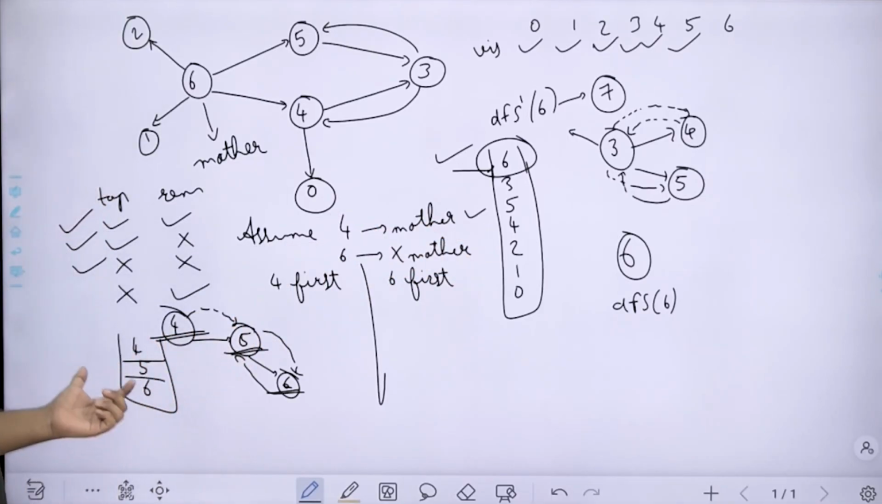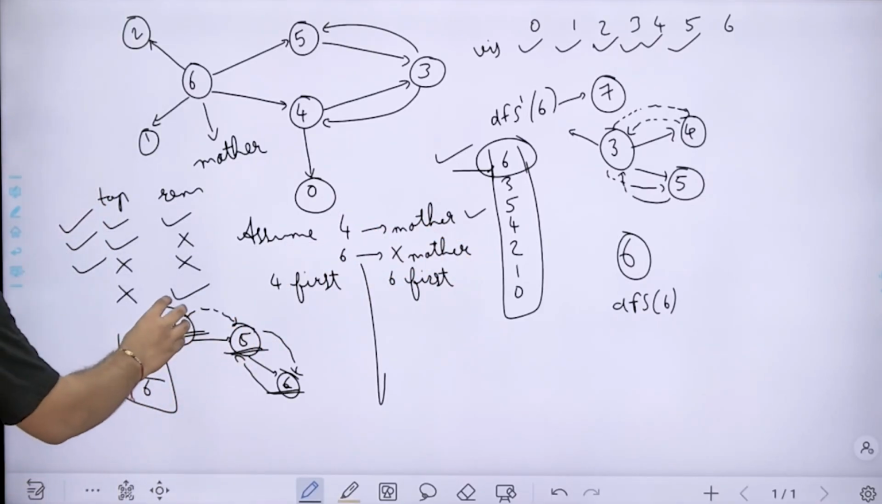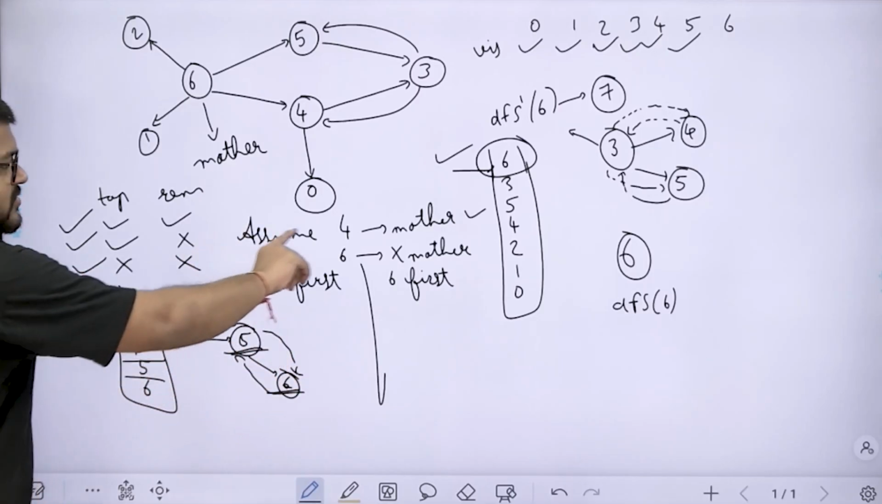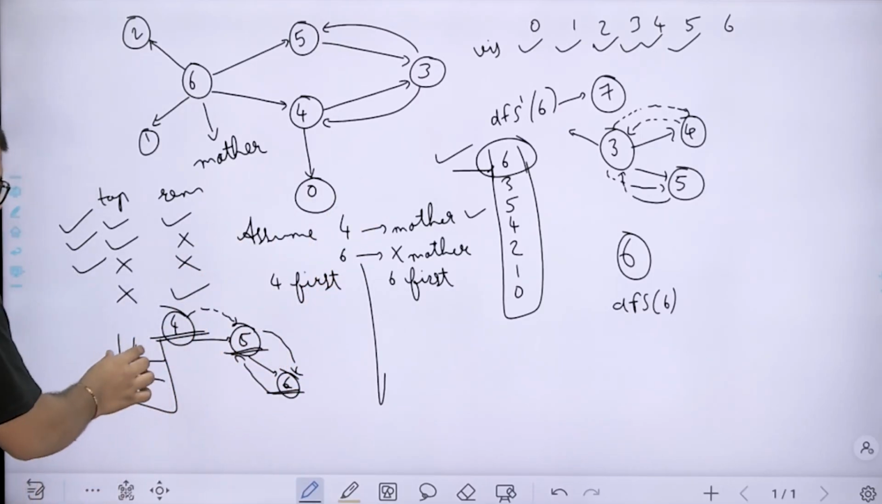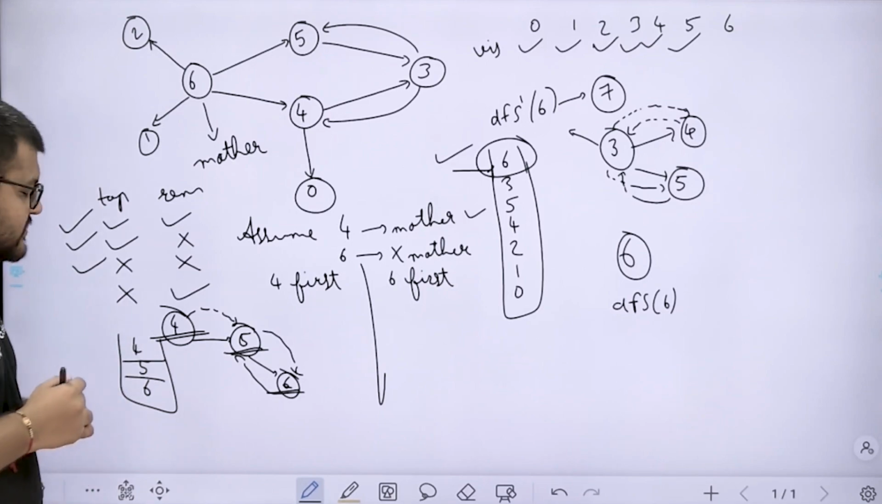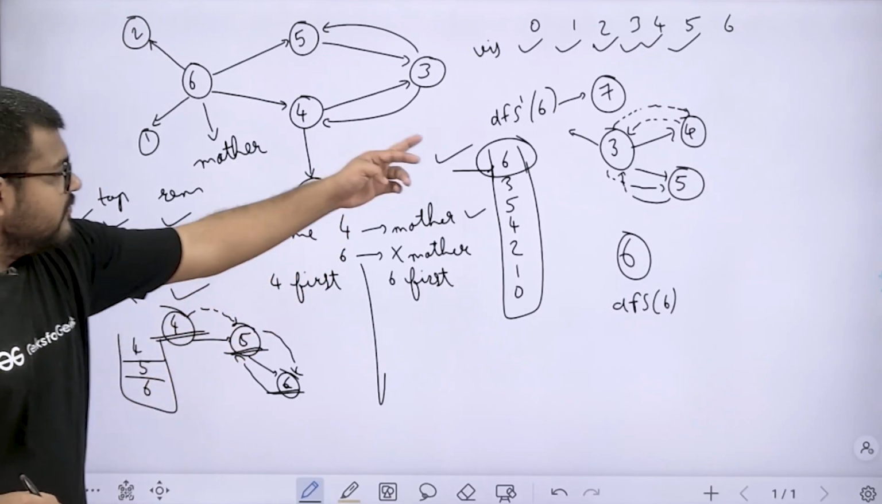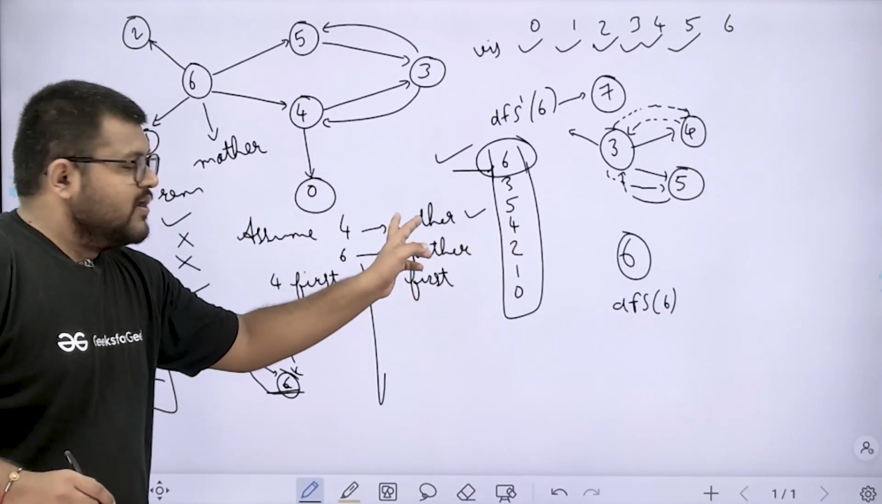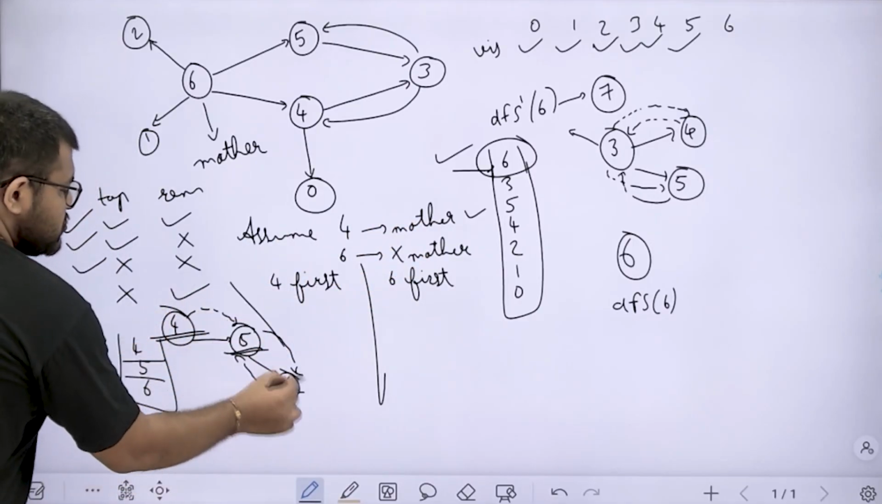Okay, so what I am trying to say is, from 4 all the remaining nodes would be visited because it is a mother vertex. So in the stack it will come at the top and 6 will come somewhere below. So our assumption that 4 is somewhere in between and a mother vertex is false. So this is not possible.